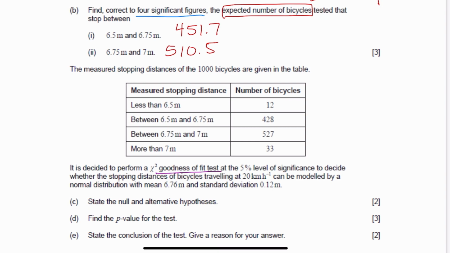It is decided to perform a chi-square goodness of fit test at a 5% level of significance to decide whether the stopping distances of bicycles traveling at 20 kilometers per hour can be modeled by a normal distribution with mean 6.76 and standard deviation 0.12. State the null and alternative hypotheses.